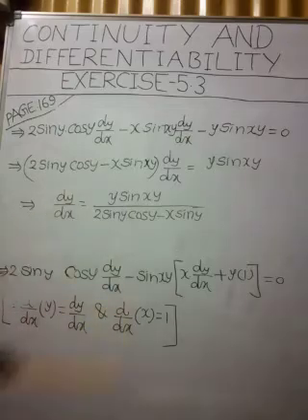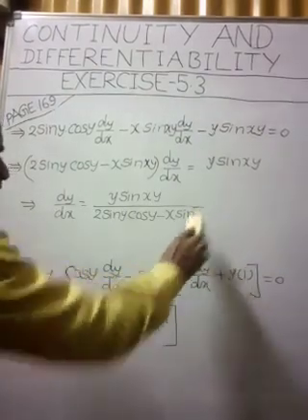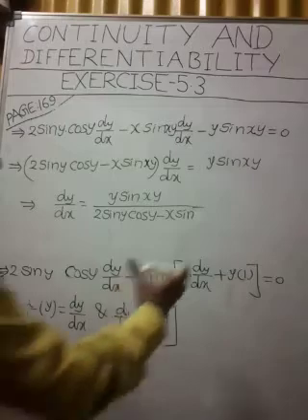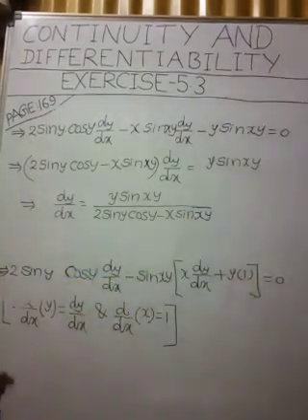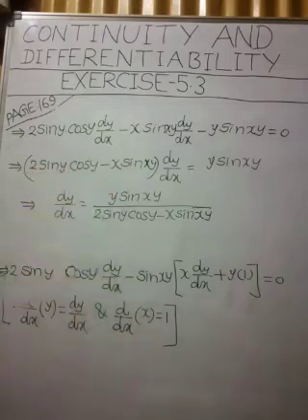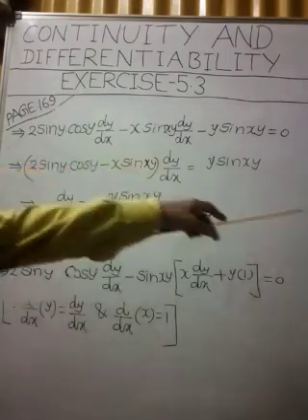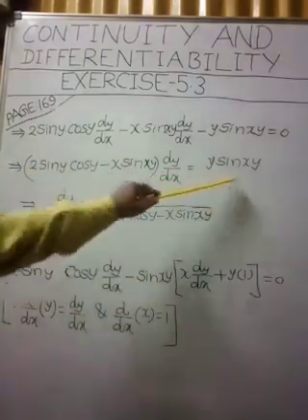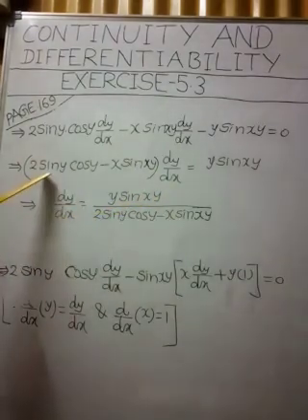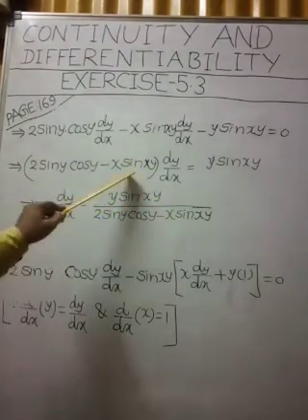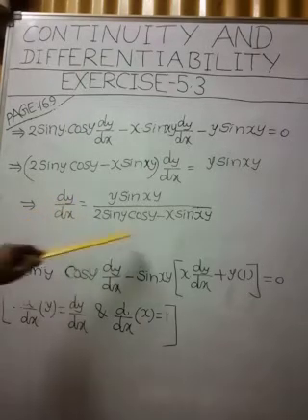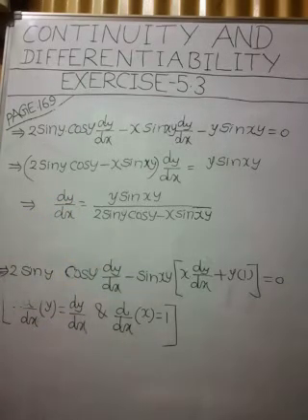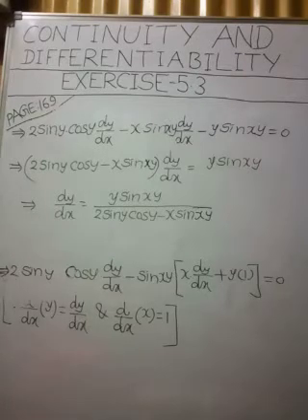Now we have to find dy by dx. So dy by dx is equal to, just we send this part to RHS, then it becomes y sin xy whole divided by 2 sin y cos y minus x sin xy. This is the value of dy by dx. Understood, my dear children? Right.